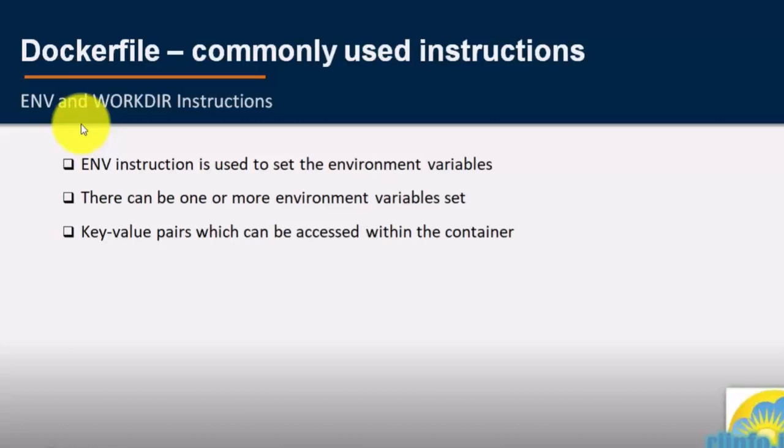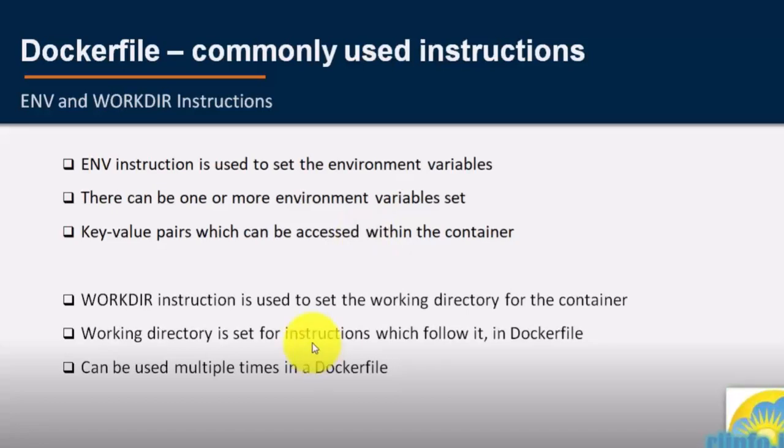The env command is used to set the environment variables, one or more, during the image build process. It consists of key value pairs which can be accessed within the container by scripts and applications. The workdir instruction provides a way to set the working directory for a container. The workdir instruction sets the working directory for any instruction that follows it in the Docker file. If the workdir doesn't exist, it will be created. The workdir instruction can be used multiple times in a Docker file if a relative path is provided. It will be relative to the path of the previous workdir instructions.